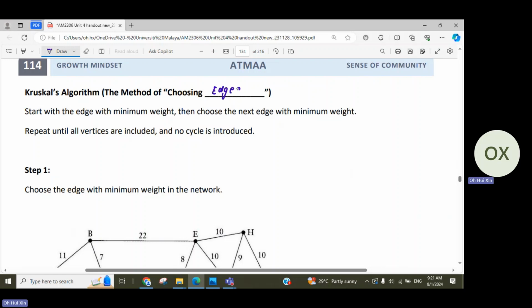What you need to do is start from the edge with the minimum weight. Then after that, you keep on choosing the edge with the next minimum weight. You repeat until all the vertices are included, and make sure there's no cycle as well. The only thing is you are thinking about the next shortest edges, so you don't need to look at vertices, but the edges this time.